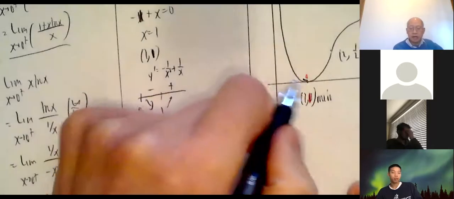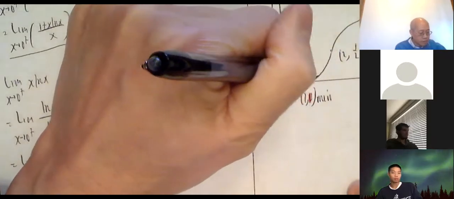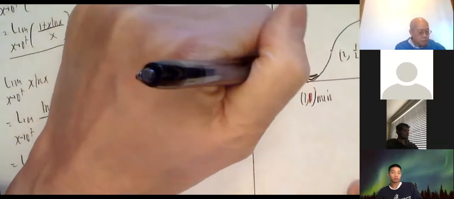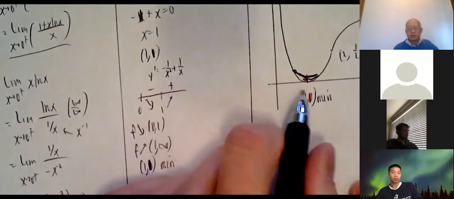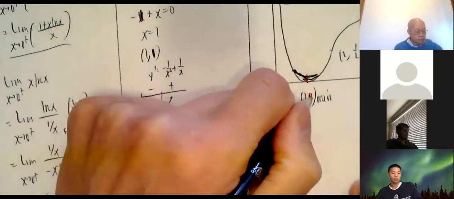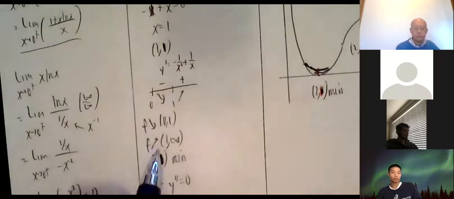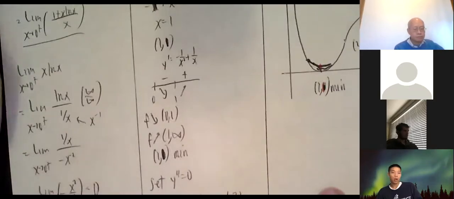I made a mistake here. I had it come down to touch the x-axis. It doesn't. It should be more like this. So that clinches that there's no intercept either. This should be 1, 1. Sorry. All right, so 1, 1 is a minimum.